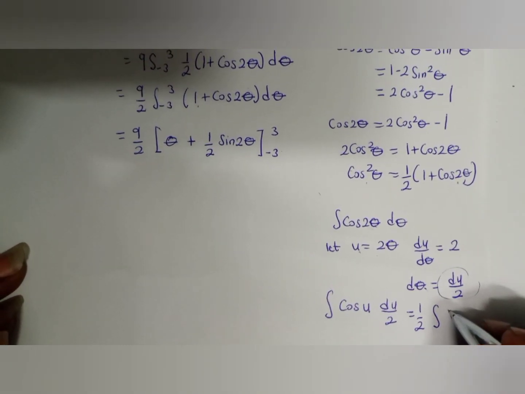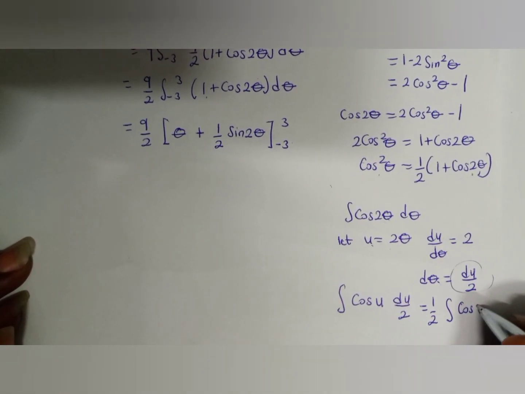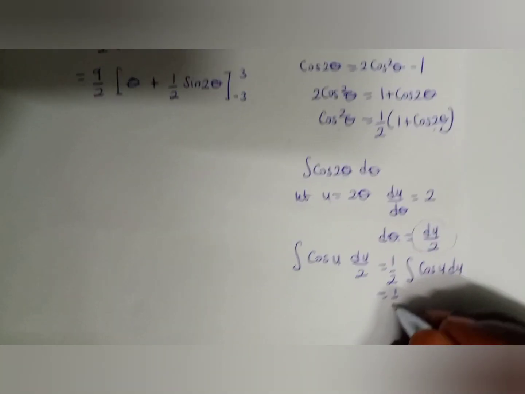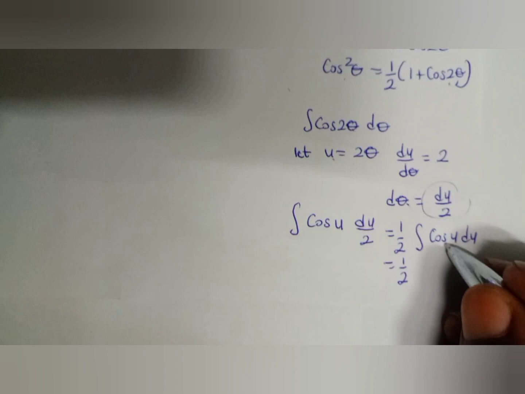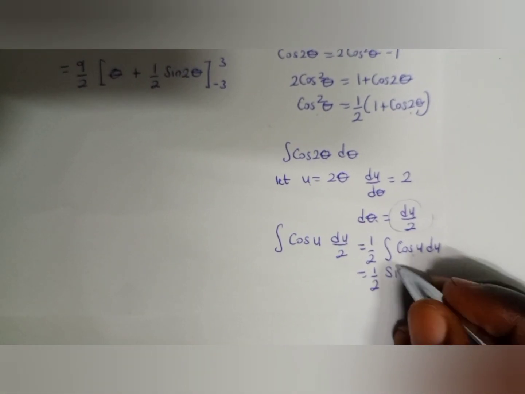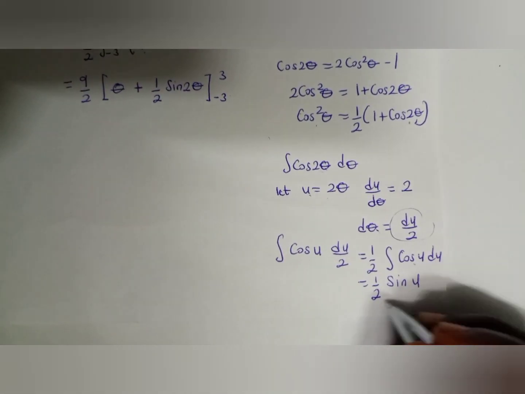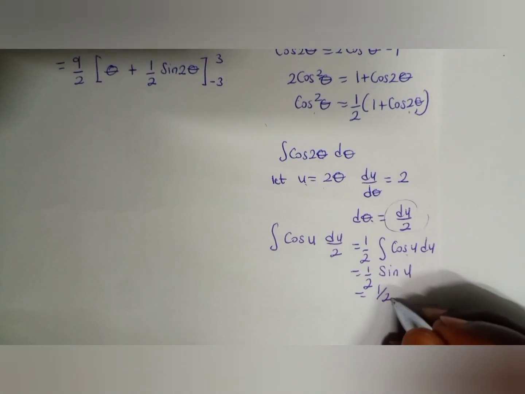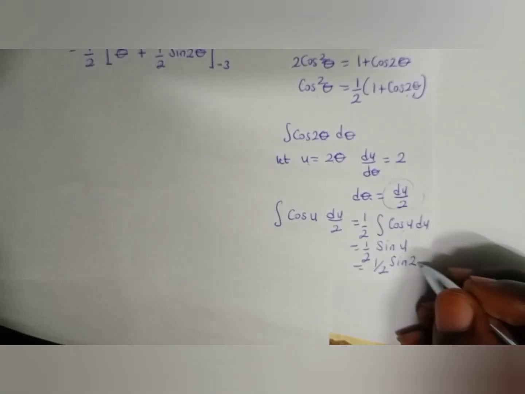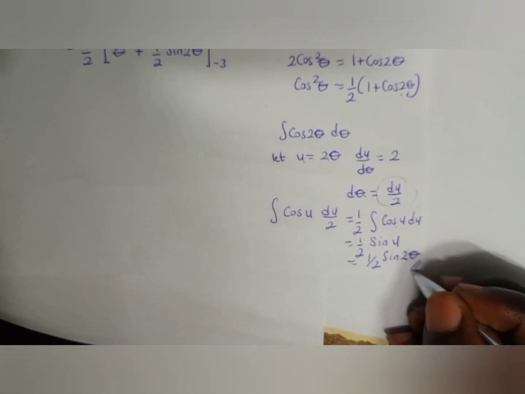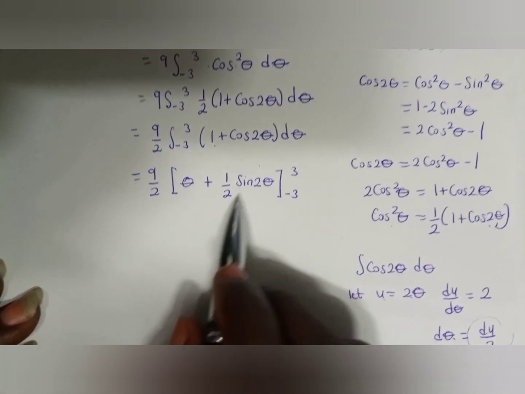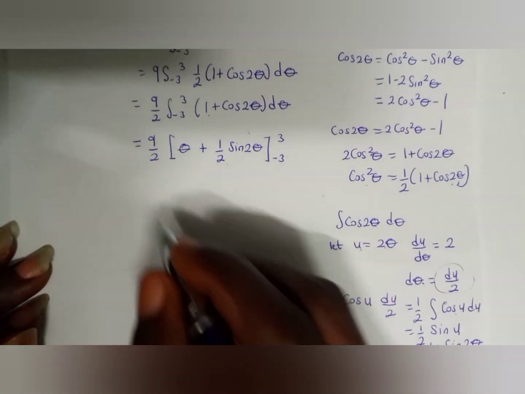cos u du. So we are going to get 1 out of 2, the integral of cos u, we are going to get sine u. So we know that sine u is sine 2 theta. So that's the answer. So that's the integral of cos 2 theta is 1 out of 2 sine 2 theta from this. Okay.